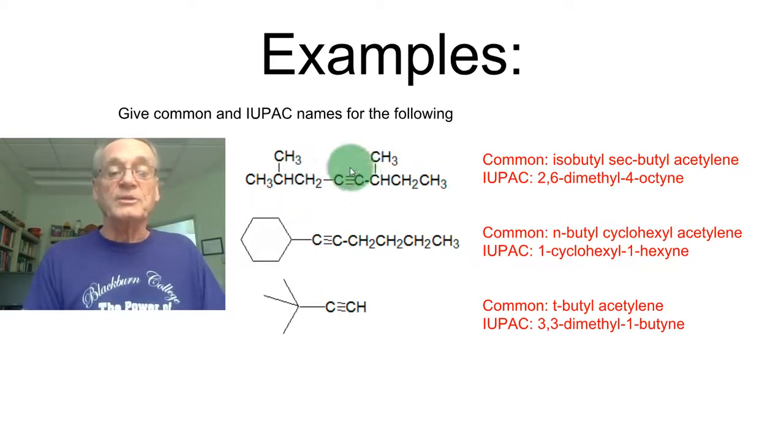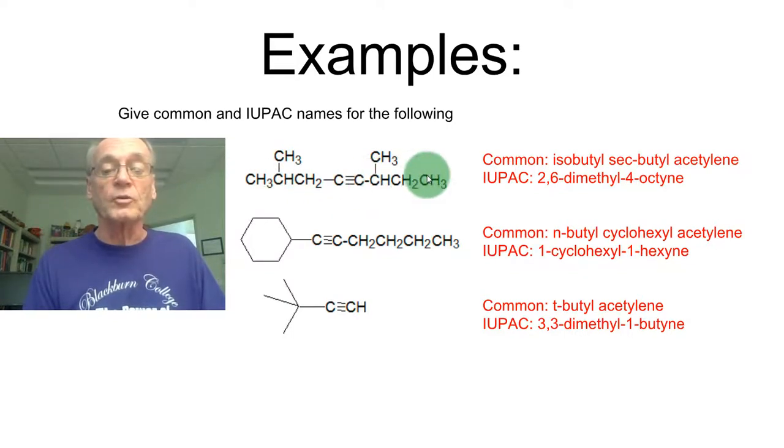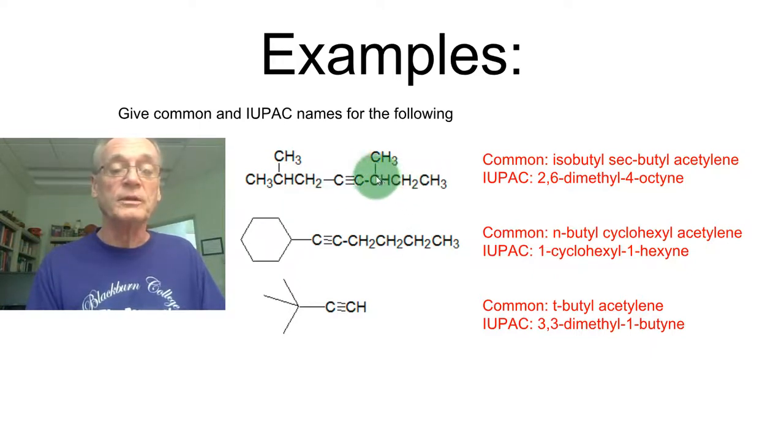Okay, what about the IUPAC name? Well, as I said, it's really straight across here for a total of 8 carbons, and so it's going to be octyne because of the triple bond. The triple bond starts at carbon number 4, whether you count from this end, 1, 2, 3, 4, or whether you count from this end, 1, 2, 3, 4. So it's going to be 4-octyne, but we need to number it because we need to indicate where those methyls are.